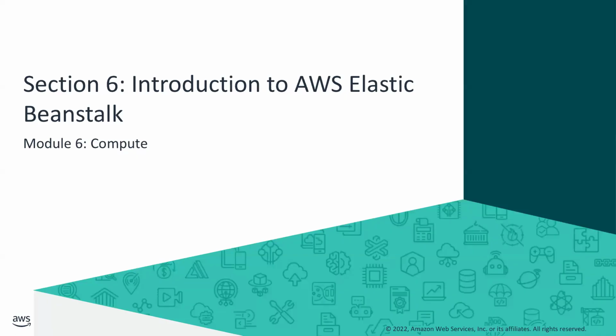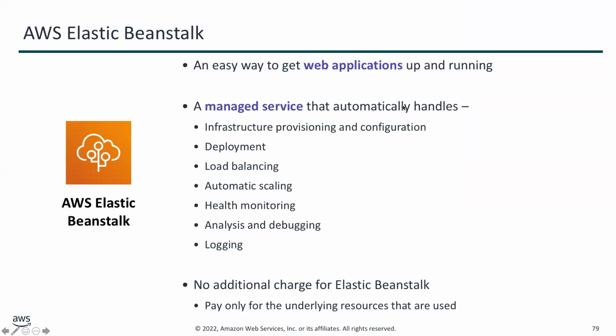The last section under the compute services category we are going to look at is AWS Elastic Beanstalk. This is a managed service AWS provides for us to deploy and manage our web applications. AWS Elastic Beanstalk is an easy way to get a web application up and running.